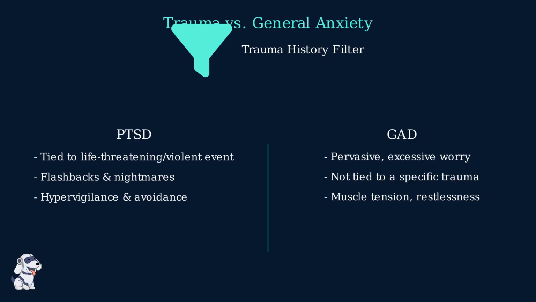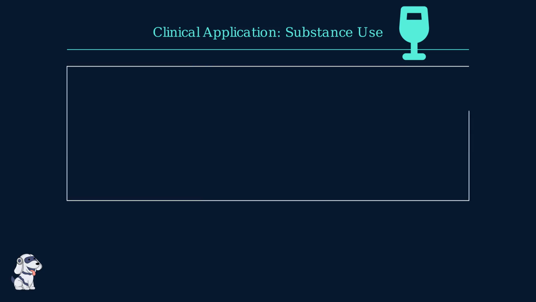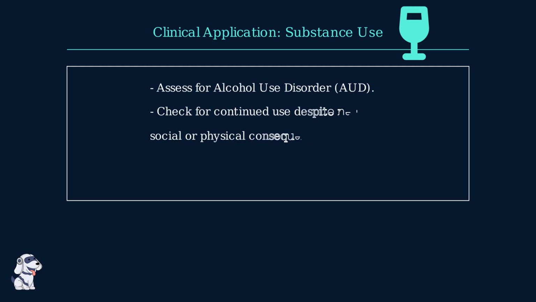In clinical practice, when evaluating behavioral health, it is essential to systematically assess for substance use, specifically alcohol use disorder. A key indicator for alcohol use disorder is the pattern of continued use despite clearly negative social or physical consequences resulting from the behavior.